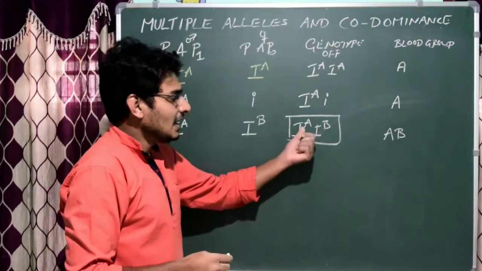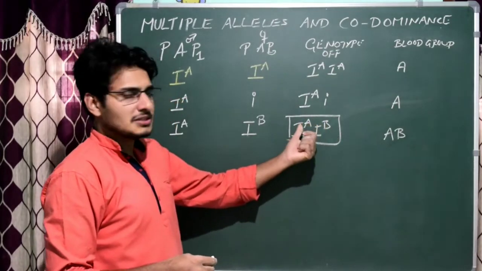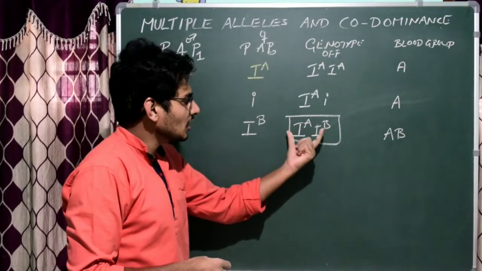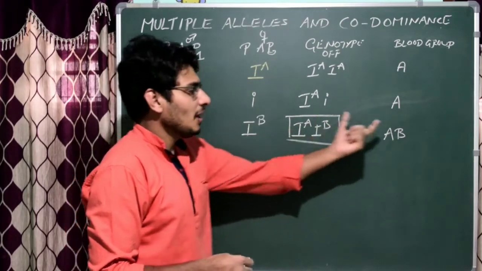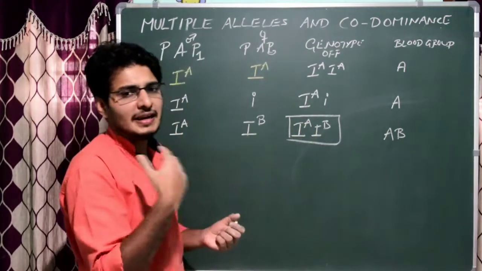Here A cannot suppress B, and B also cannot suppress A. Both are expressed in the offspring. The genotype is IA-IB, and as a result of the interaction between A and B, it is a type of intragenic interaction.